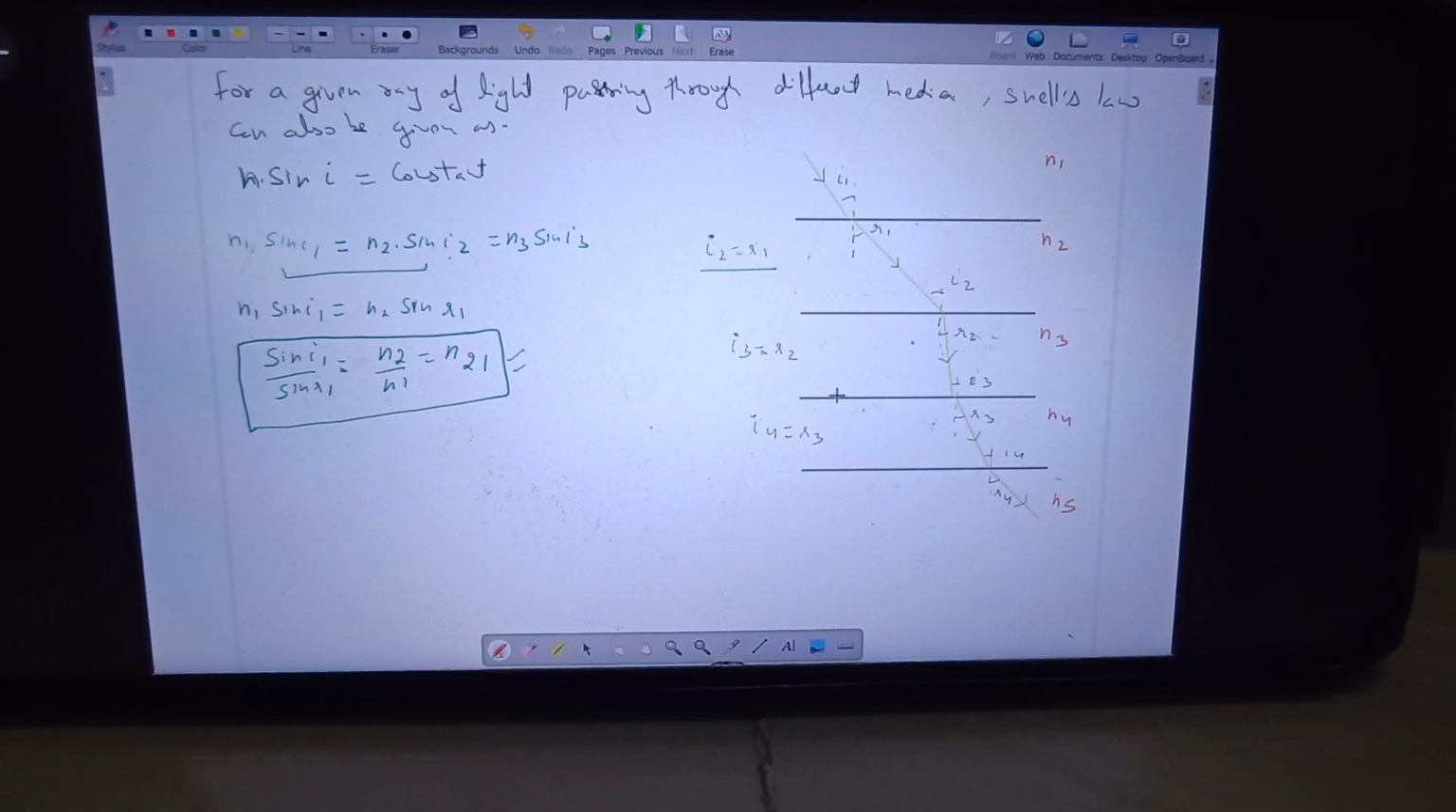Because we have done that the ray will bend away from the normal when it moves to a rarer medium, and it will bend towards the normal when it moves into a denser medium. So if you see, the smallest angle with the normal is found in medium 3. So medium 3 is the densest of all, and the maximum angle with the normal is found in medium 2. So medium 2 is the rarest of all these, which we have shown.